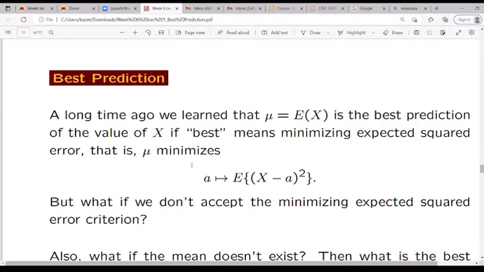Okay, the different kinds of loss function that we have could be the expected square error or the absolute error. So if the criterion we're actually using is the expected square error, then the mean, the expected value of X, is the best guess. It's going to be the best prediction.